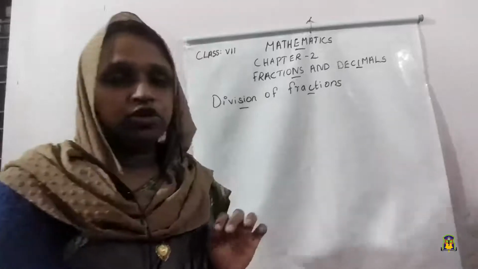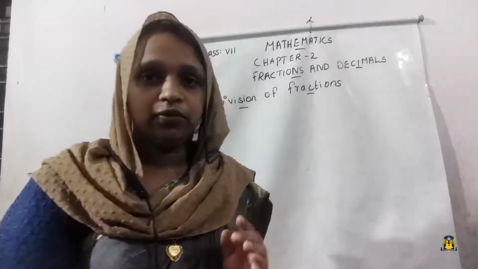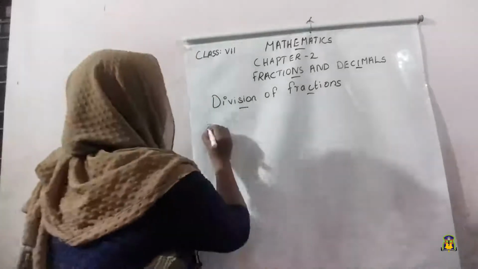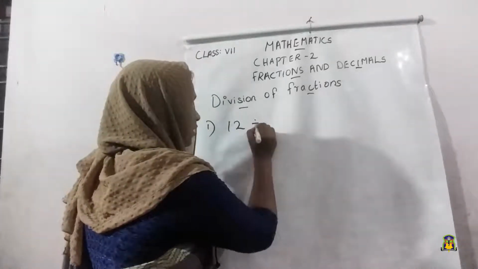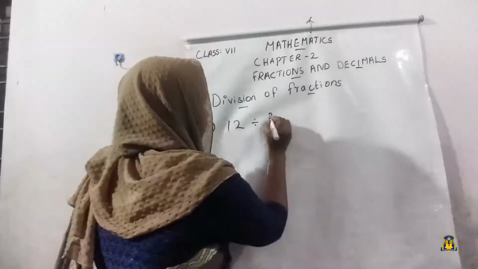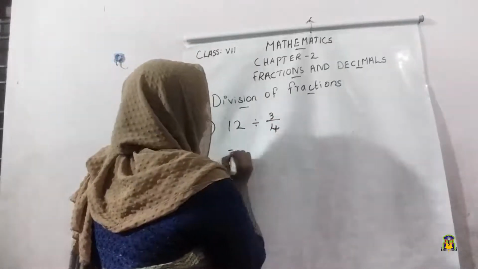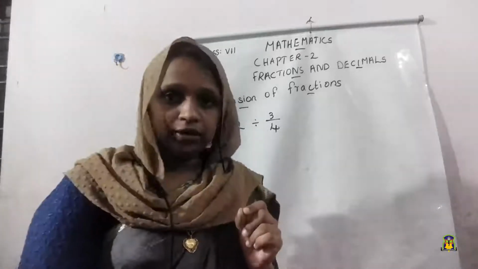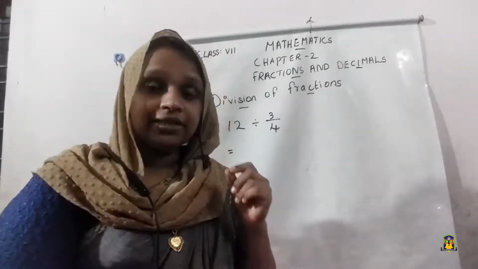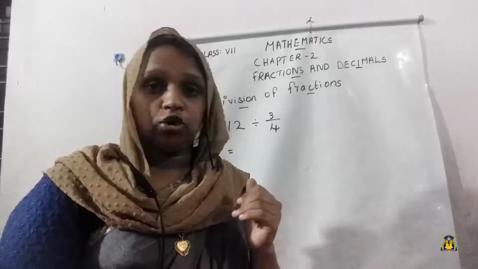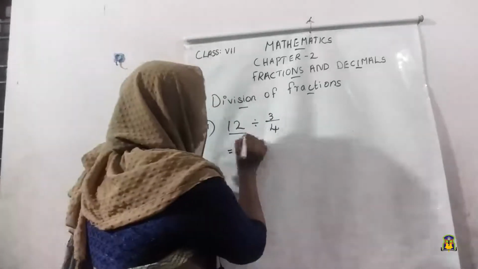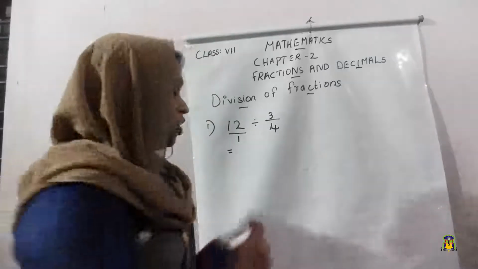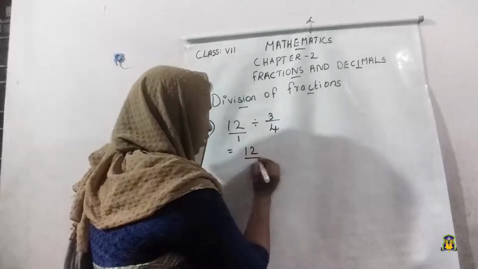Next, we want to divide a whole number by a fraction and a fraction by a fraction. Okay, in that, first question, 12 divided by 3 by 4. So in this, we know 12 is a whole number. So we can write that there is an unknown denominator, that means 12 by 1. 12 by 1 is equal to 12 itself, isn't it? So we can write this as 12 by 1.